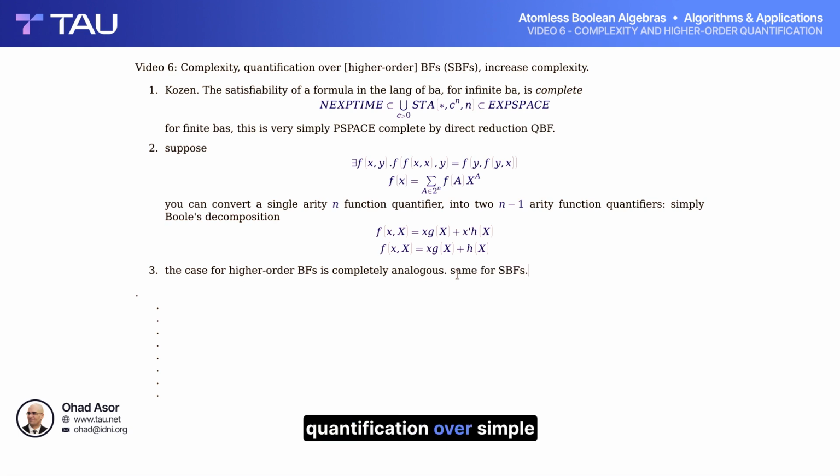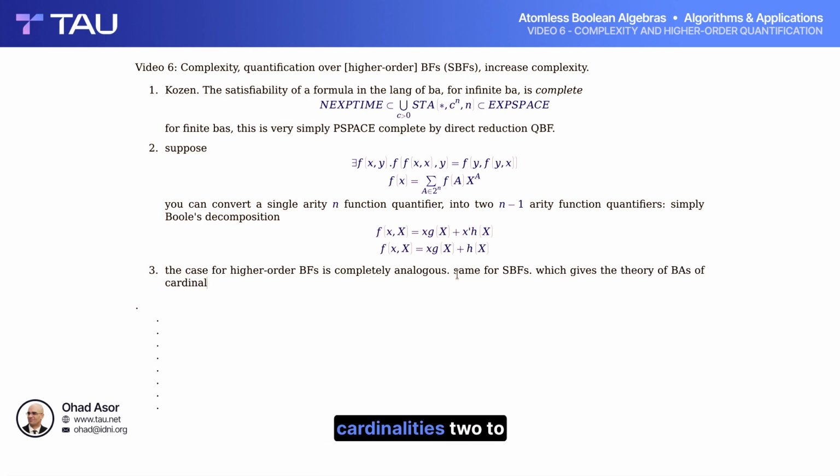Now, quantification over simple Boolean functions is especially interesting, because it gives the theory of Boolean algebras of cardinalities 2 to the 2 to the n, because that's the number of simple Boolean functions. So those Boolean algebras are particularly interesting. They stand out from the rest of the finite Boolean algebras, because when you write them as simple Boolean functions, you can do more: namely, you can compose. Also operations that are not available to you in other Boolean algebras.